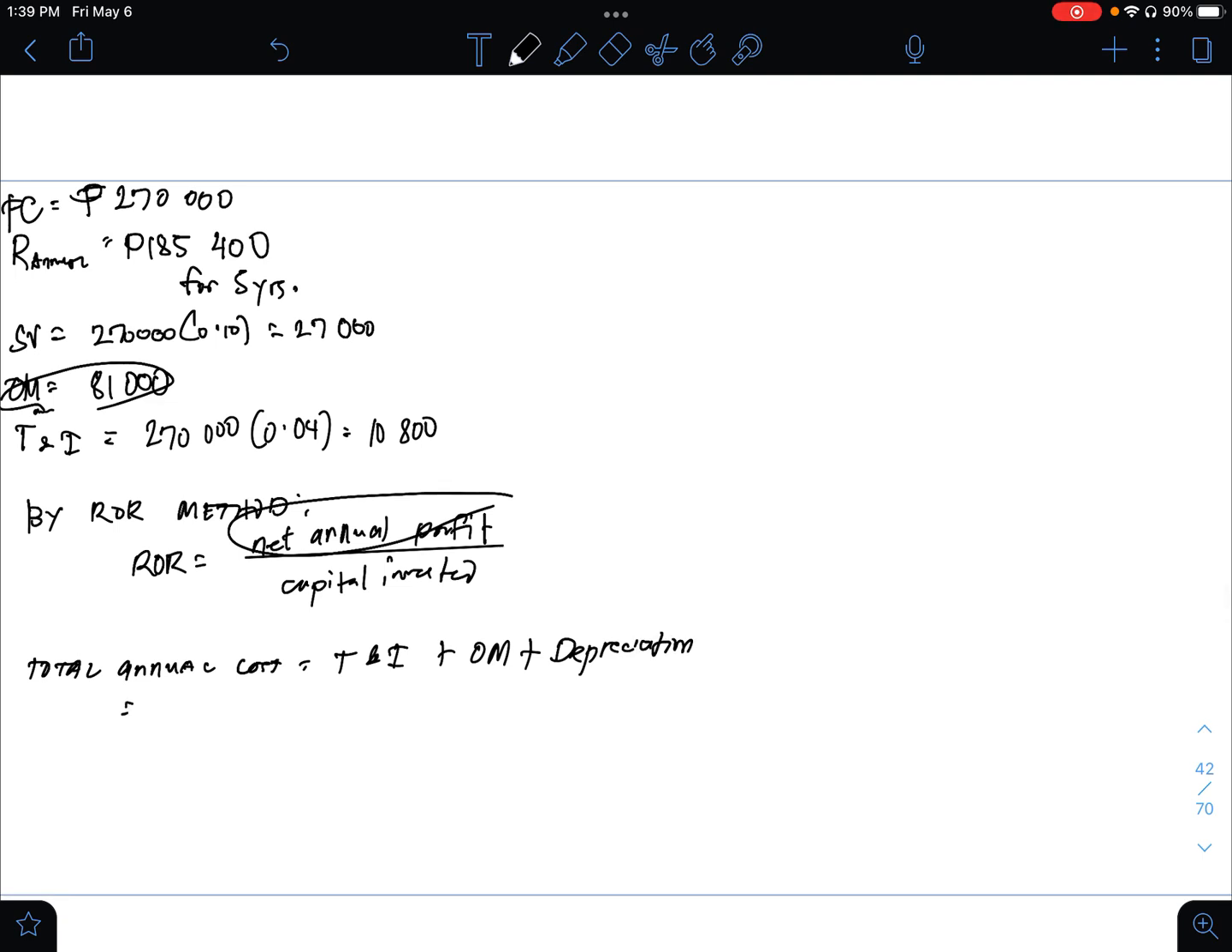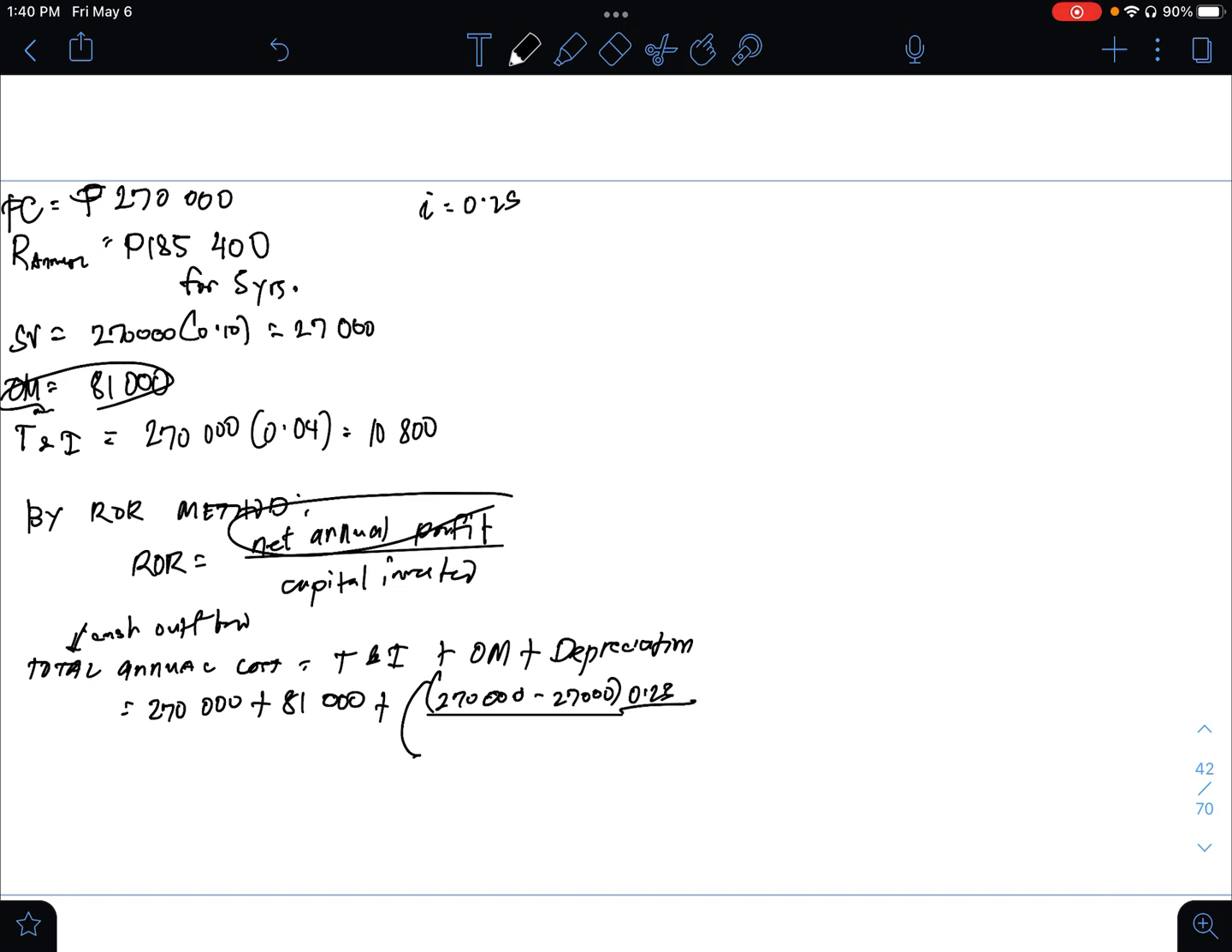Okay, so the taxes and insurance is 10,800, and the total annual cost is the cash outflow, plus the operation and maintenance, which is 81,000 pesos, plus the depreciation, which is, again by the sinking fund method, the first cost minus the salvage value, all over, times the i, which is 0.25, so i equals 0.25, all over 1 plus 0.25, with our N of 5 years, so to the power of 5, minus 1.